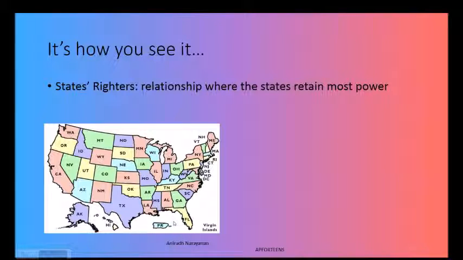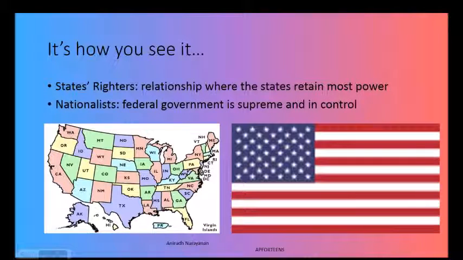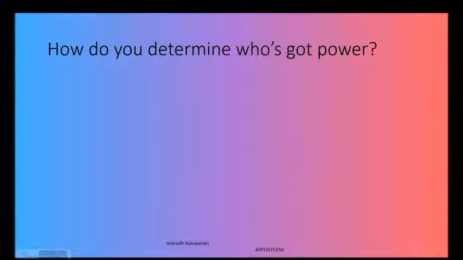At this point, as you should know, there are only 13 states, which are the original 13 colonies. Now, on the other hand, you've got nationalists, and nationalists believe that federal government is supreme. They should be in control of the things that are really, really important, which at this time is basically everything. So, how do you determine who's got the power?